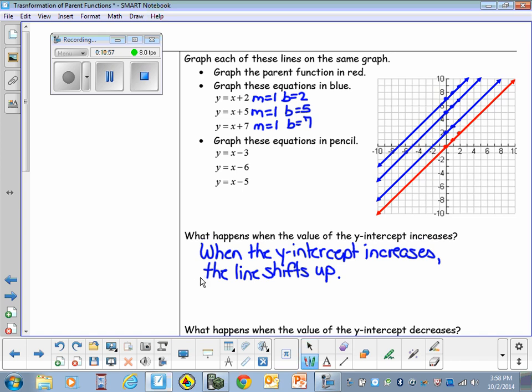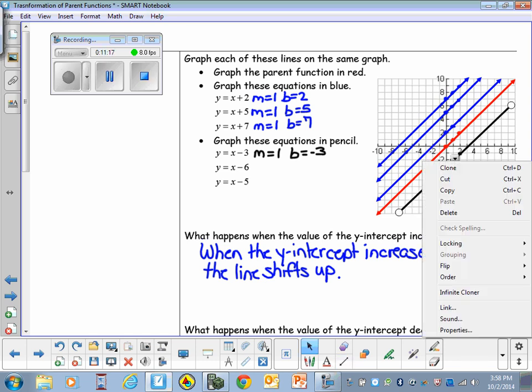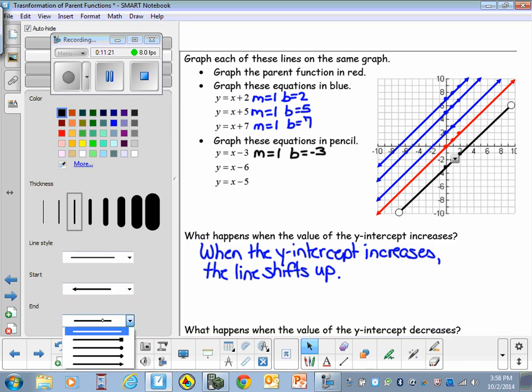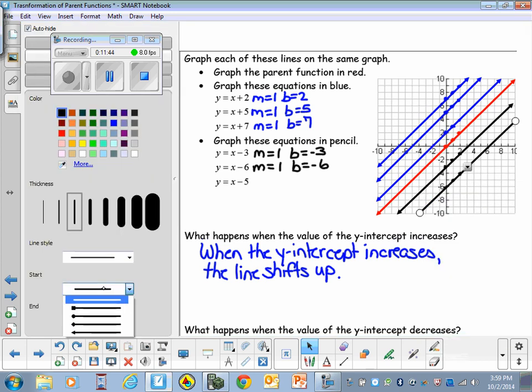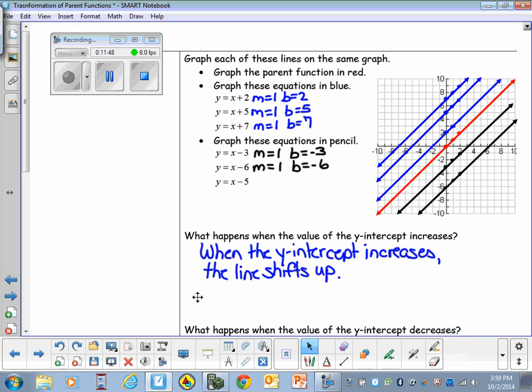Okay, for the next set, I'm going to use black since I don't have pencil on the smartboard. My slope is 1. My y-intercept is -3. All I need are arrowheads. Next, my slope is 1, and my y-intercept is -6. Here are my arrowheads. And finally, my slope is 1, and my y-intercept is -5.